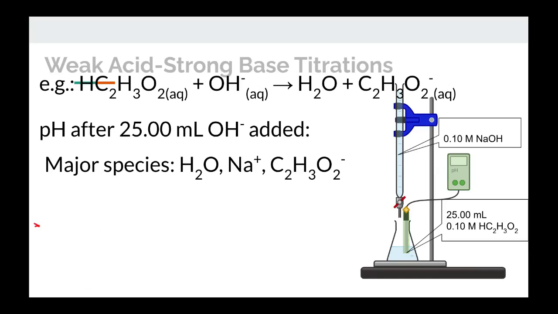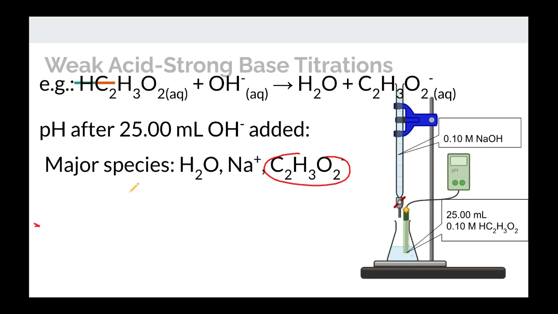What's present? At 25 milliliters, we don't have any acetic acid anymore. We've used it all up. We have sodium ions in there. They don't affect pH. We have water. That, of course, doesn't affect pH much. But we have a weak base present. So because we have a weak base, that's the only thing in there that can influence pH. We're going to have to use a RICE chart to figure this out.